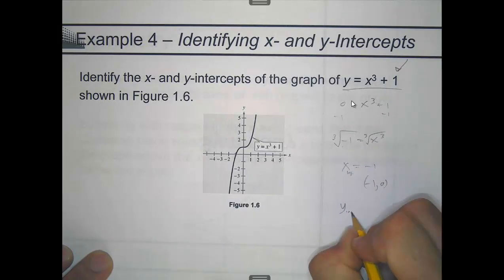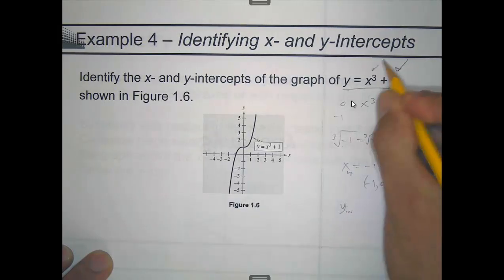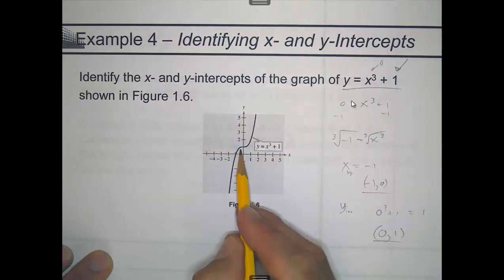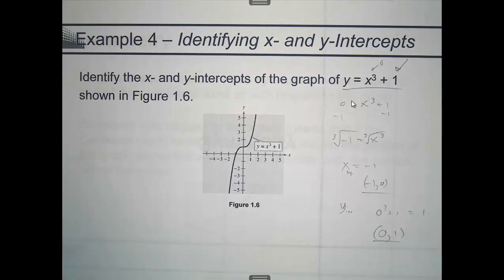Your y-intercept, you plug in 0 for x, and you're going to have 0 cubed plus 1, which gives you 1. So that's 0, 1 as an ordered pair for your y-intercept. All right, so you can find these things algebraically. Obviously, you guys can find them from your calculator.